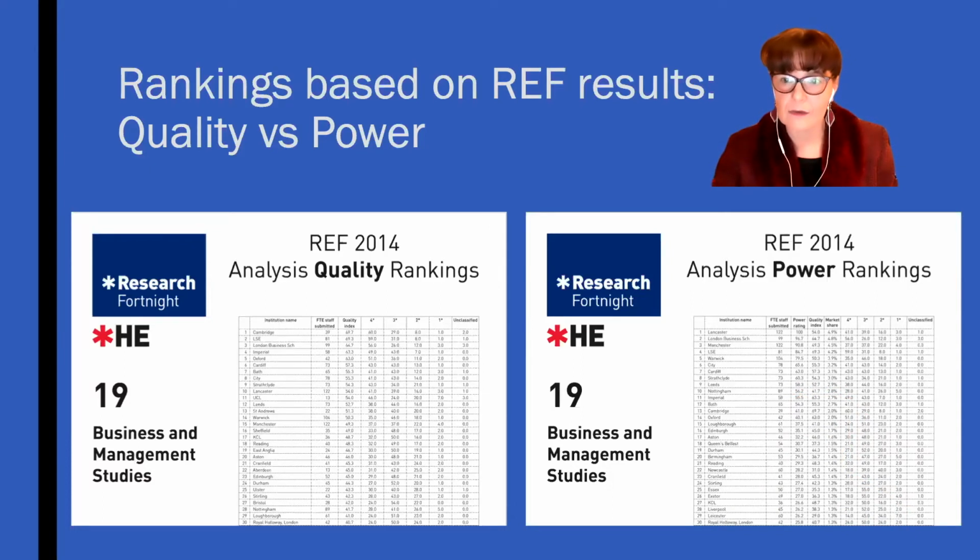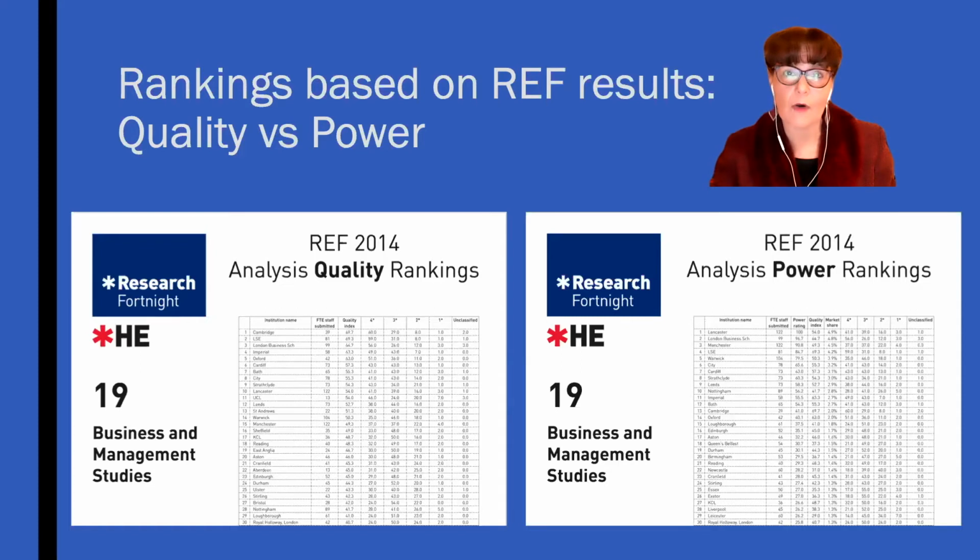Cambridge only has 29 members of staff, or is it 39? It's 39. So that's much less than, for instance, Manchester, which is ranked 15 on the quality rankings, but it's ranked 3 on the power rankings because it has 122 staff members in business and management.